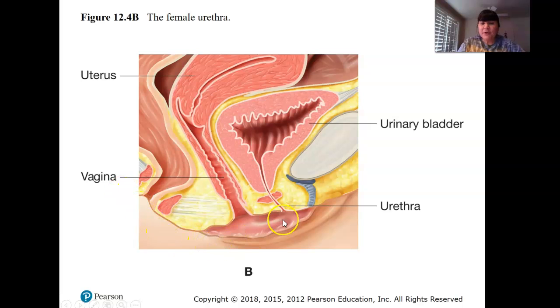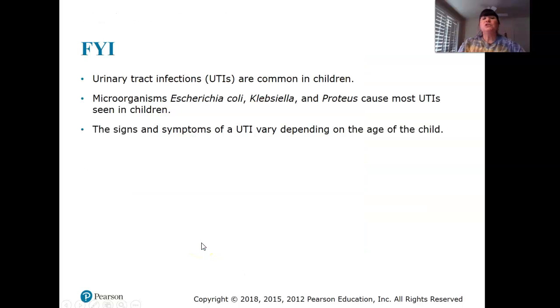If you wipe back to front, the E. coli, the bacteria can get over here and then it can cause an infection. So you want clean hygiene. UTIs are common in children. E. coli, Escherichia coli, and Klebsiella cause most UTIs seen in children.